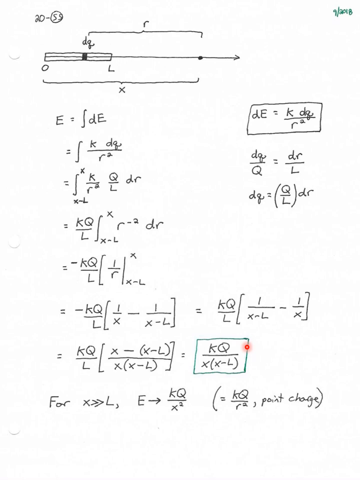Notice that when x is much larger than L, then that x minus L term just becomes x, as if L is just insignificant, and that leaves us with the electric field being kq over x squared. What that means is this is a rod, but if we get far enough away from it, then essentially to us it's acting like a point charge.